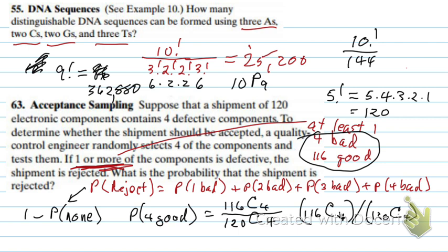What are we going to get? I'm getting 0.8717 rounded off to 4. Yeah, that's the probability of getting 4 good ones. But now I have to subtract that from 1. Need a calculator for that. What am I going to get? 0.1283. There's our answer.